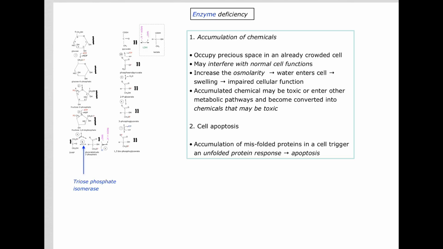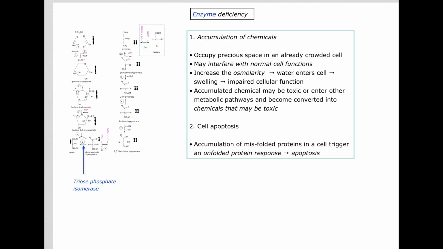Now, a cell is already a very crowded space. Cells are very crowded. So whenever you hear the term accumulation, that's pathological. Normally no chemical should accumulate in our cell. Accumulation means it's a pathological situation. It's not normal. So the accumulated chemical could interfere with the normal cell functions.